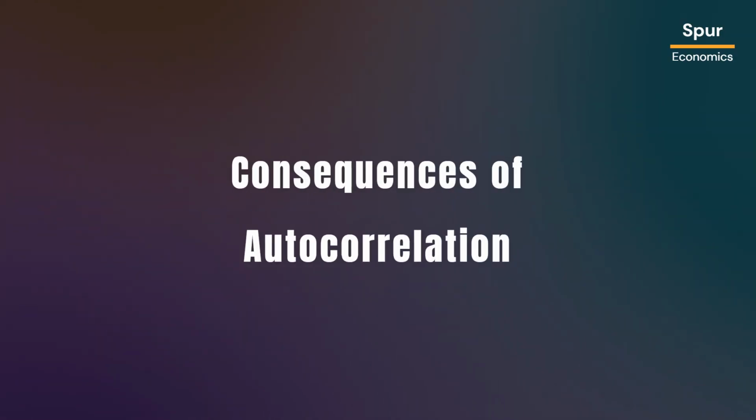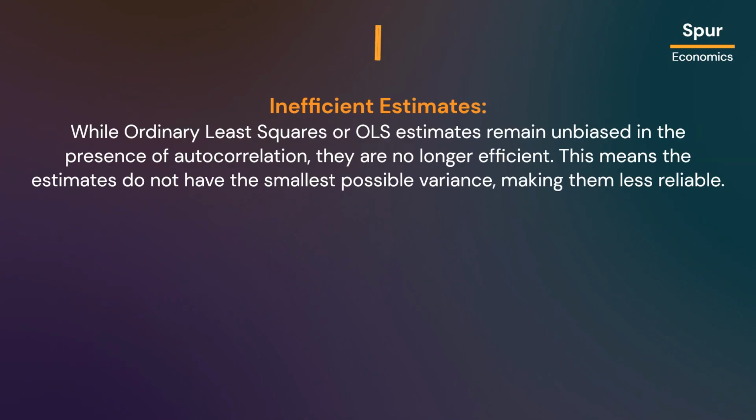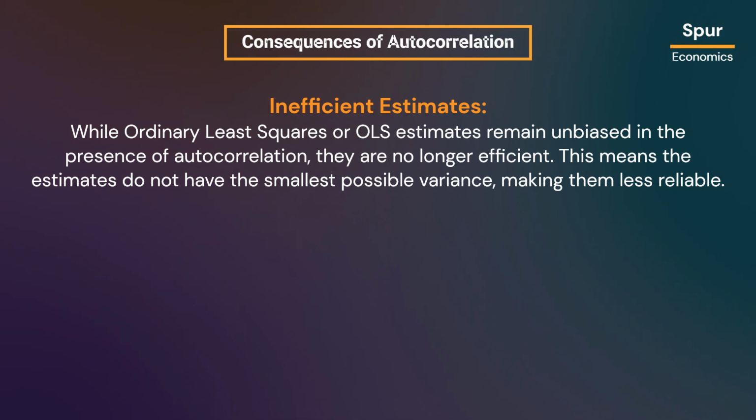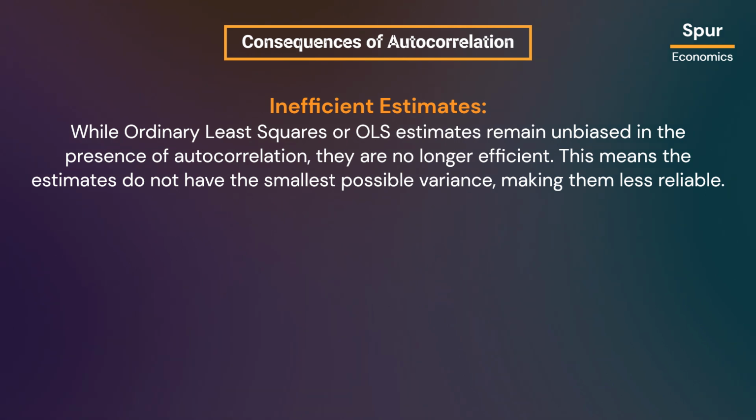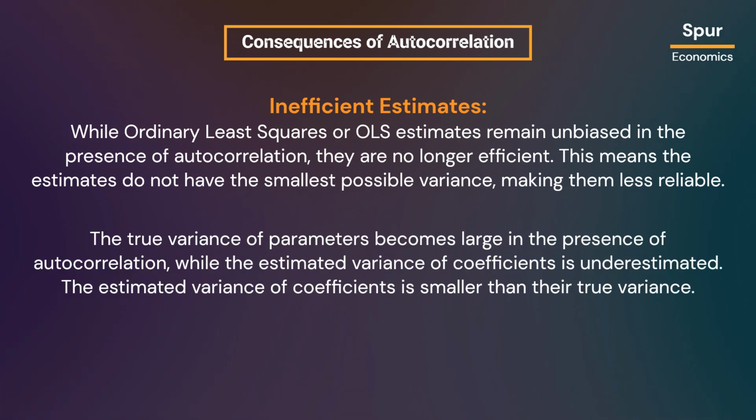Inefficient estimates. While ordinary least squares or OLS estimates remain unbiased in the presence of autocorrelation, they are no longer efficient. This means the estimates do not have the smallest possible variance, making them less reliable. The true variance of parameters becomes large in the presence of autocorrelation, while the estimated variance of coefficients is underestimated. The estimated variance of coefficients is smaller than their true variance.